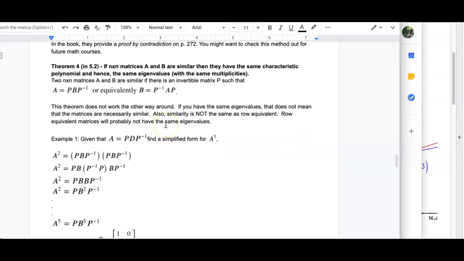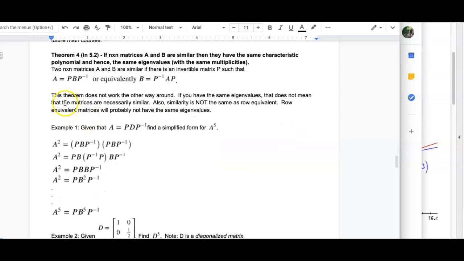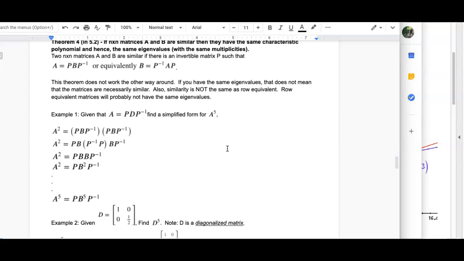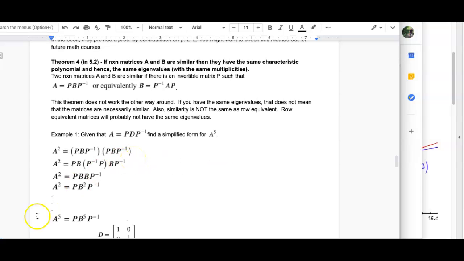We've done a video with some of that, but that's just kind of working from one space to another space, so to speak. Now this theorem does not work the other way around. If you have the same eigenvalues, that does not mean that the matrices are necessarily similar. Also, similarity is not the same as row equivalent. Row equivalent matrices will probably not have the same eigenvalues. Okay, so let's start off with this.